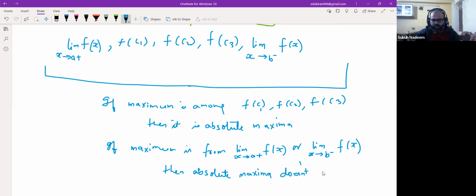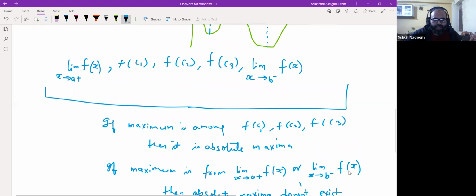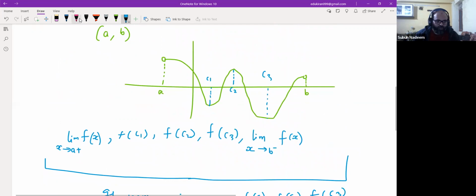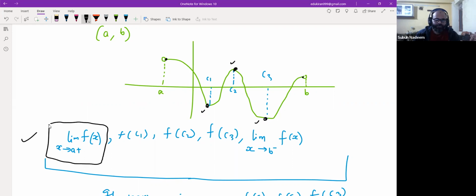So what is important thing here is just try to understand. As I have shown the graph here, you see all the values. You see the values at f of c1, you see the value at f of c2, f of c3, and right of a and left of b. Among them, if c1 output, c2 output, or c3 output is the maximum of all the five, then that will be the absolute maximum. But here, as you can see in this graph, that limit x approaching a plus fx is actually maximum. This is maximum, as this is less than that.